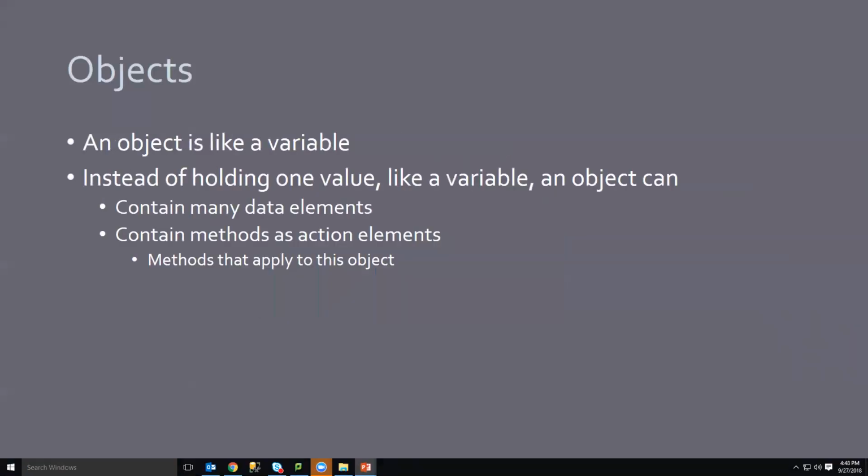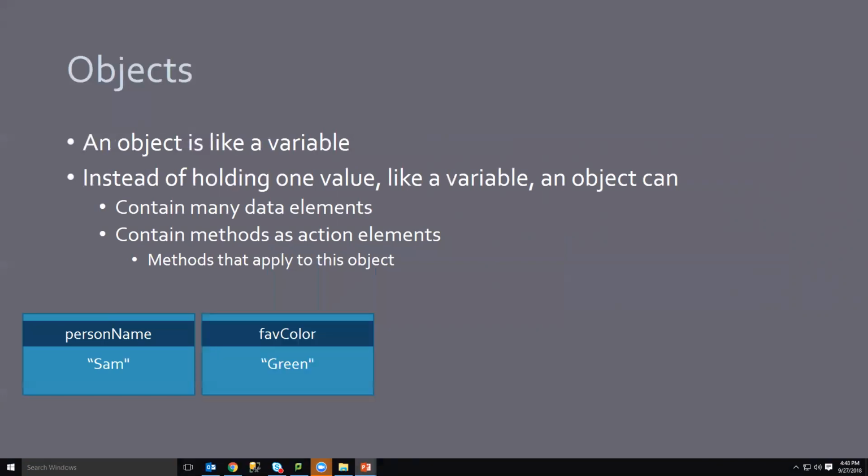Now, an object is just like a variable. But instead of holding one value, an object can actually contain many data elements. It can also contain all sorts of different methods as actions. And methods apply to this object, just like we saw with our sphere. So I could have a person name, Sam. I could keep track of Sam's favorite color and say it's green. I could keep track of a secret about Sam, some sort of sensitive information in my class if I wanted to.